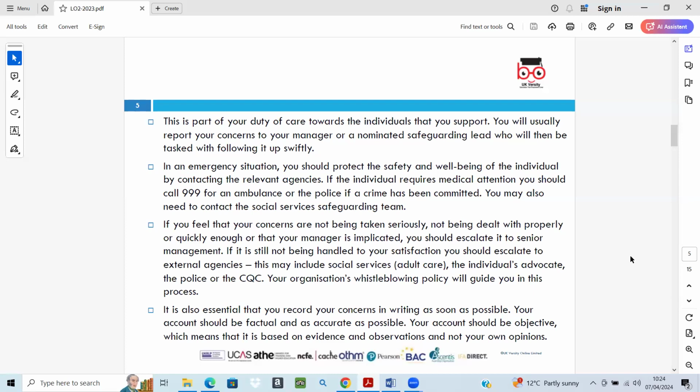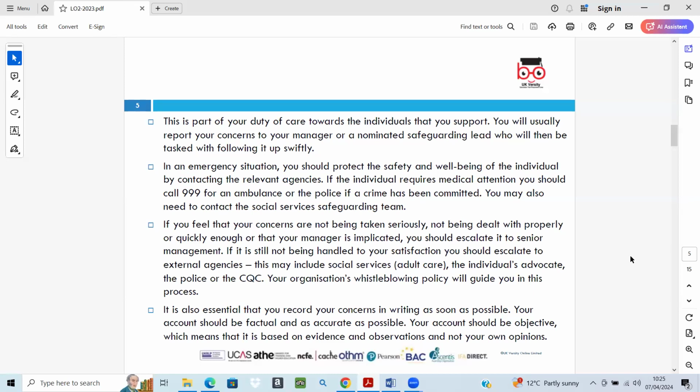And for example, if we need to escalate the concern, if a care worker feels that their concerns are not being taken seriously or dealt with properly, they should escalate the issue to senior management. If the situation is still not resolved to their satisfaction, external agencies such as social services, the police, or the Care Quality Commission may need to be contacted. The organization's policies will guide this process.